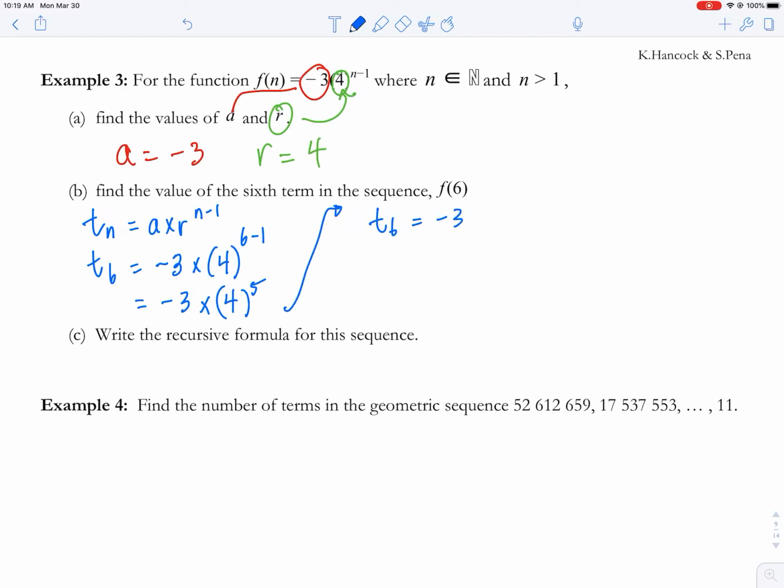So that's minus 3 times 1024, if we do that on our calculator. And we get that our 6th term is minus 3072.